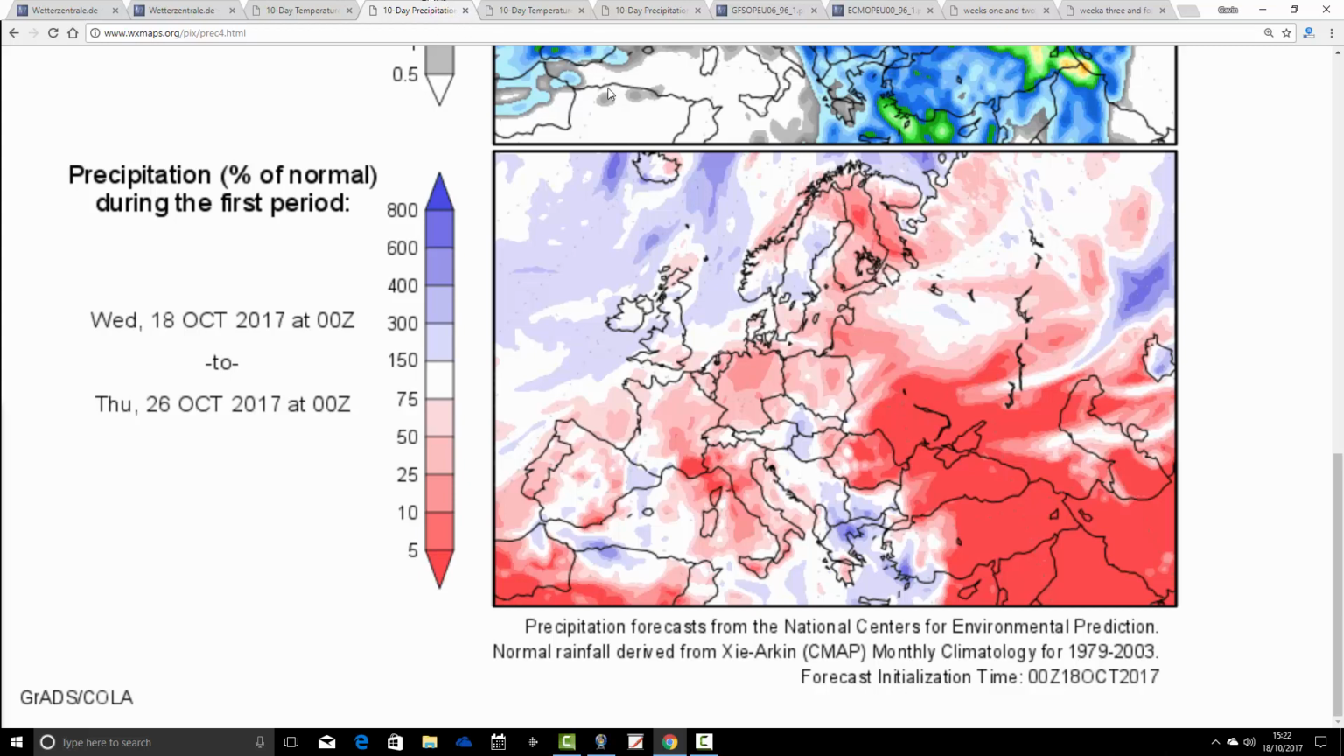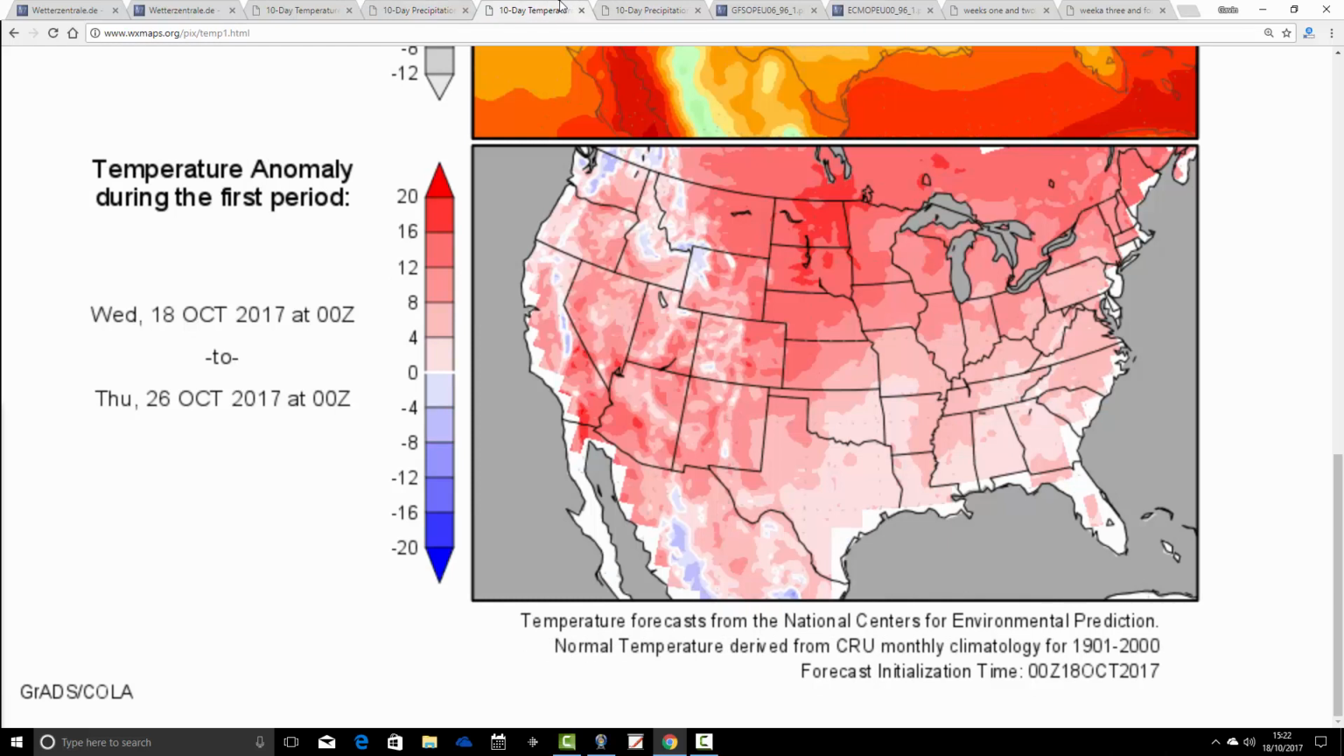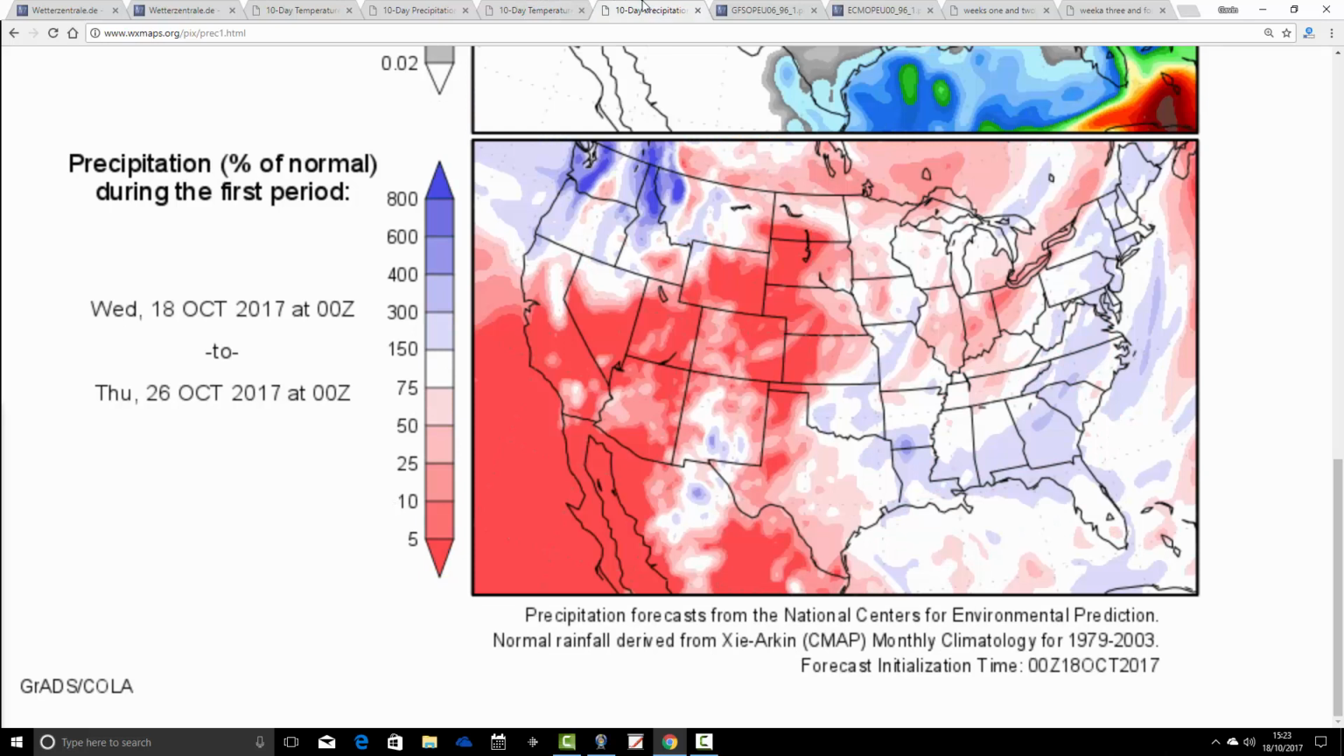Precipitation anomalies look wetter than average in the north and west of the UK, a little bit drier than average in the southeast. Over in America, it's a very mild scene for the next week. This is from the 18th to 26th of October. Temperature anomalies are coming out mild and above average pretty much in all parts of the United States of America in the week ahead. Precipitation anomalies look very dry out in the west, but a little bit wetter in the southeast.